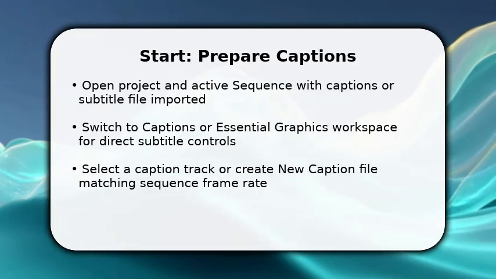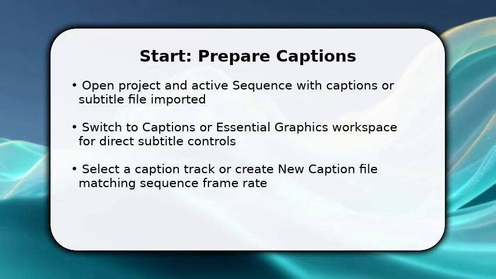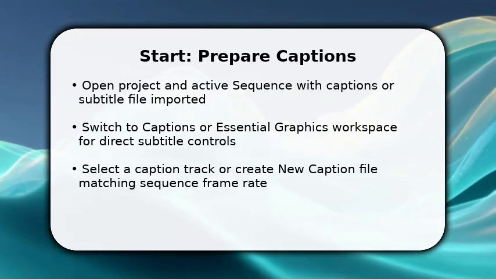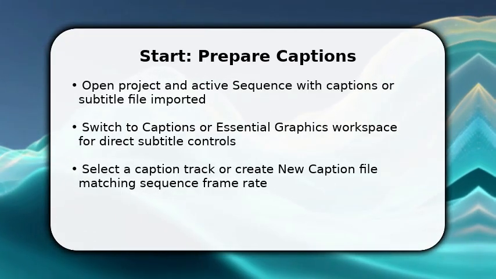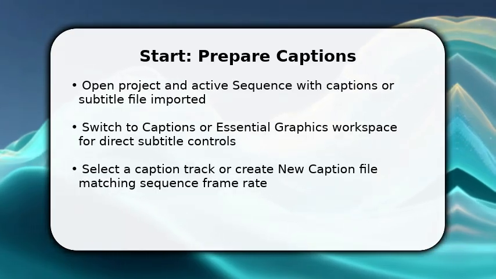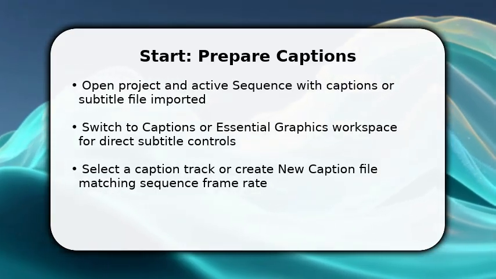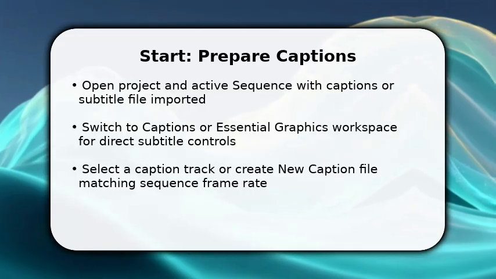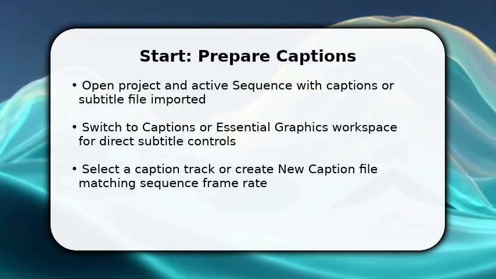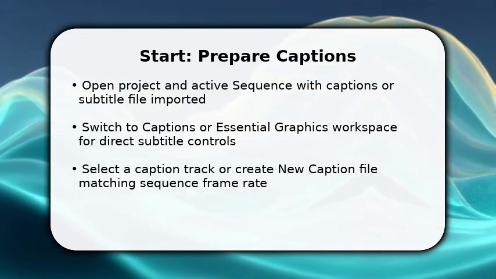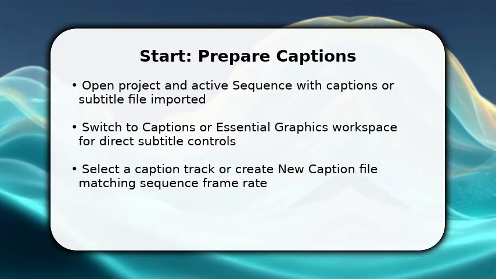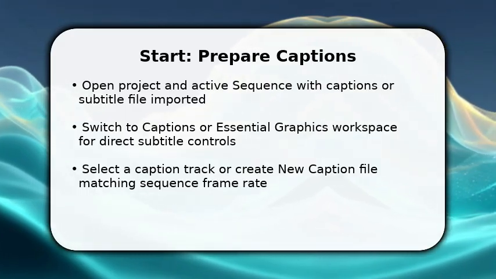You have Premiere Pro open and a sequence with subtitles ready. Once done, switch to the Captions or Essential Graphics workspace so you can edit visually. First, select the caption item in the timeline and open the Captions panel to reveal text segments. Make sure captions are not locked and that you're using a supported caption format. This lets you change style attributes.